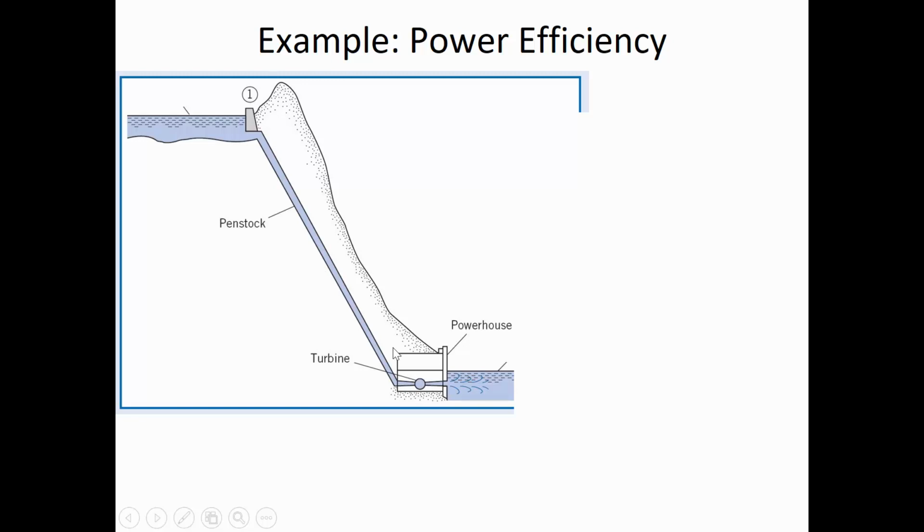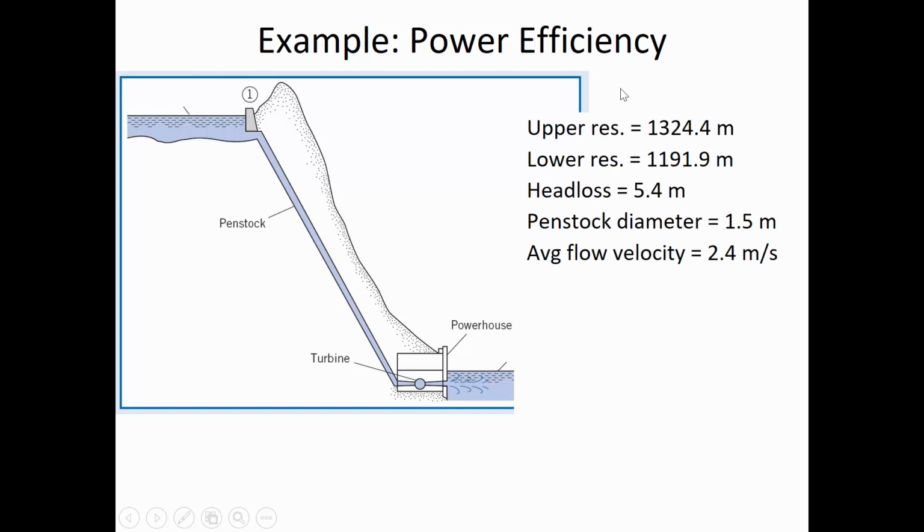There's going to be a lot of pressure inside the penstock, and what's happening is that the pressure is being extracted by the turbine, turned into mechanical movement, which is then turned into electricity by the spinning generator. Just to illustrate these calculations, let's consider that at the upper reservoir we know the elevation is 1324.4 meters. We have an elevation for the lower reservoir, and we've calculated the head loss through this pipe, 5.4 meters of head loss, and we know the diameter of the penstock and the average flow velocity.